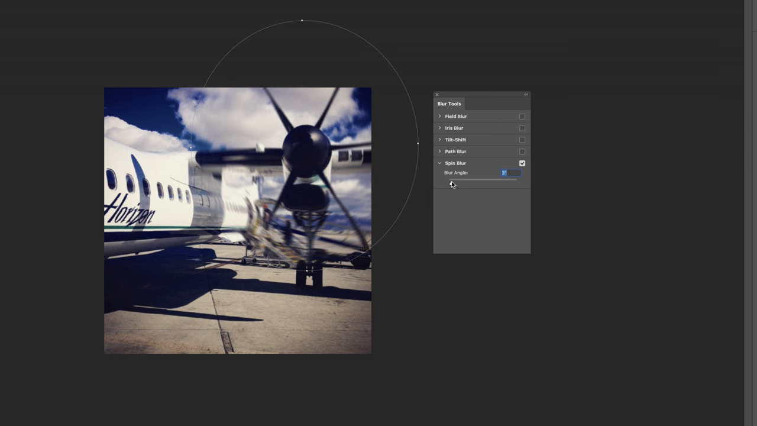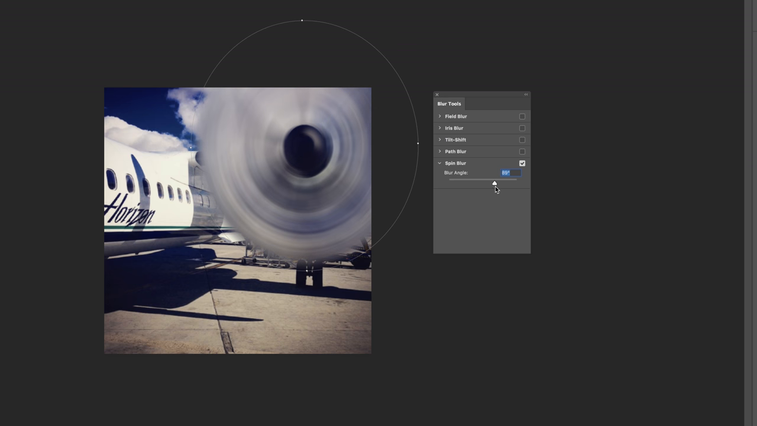And so if I slide it to the left, you'll see that it almost looks like the propellers are not spinning or not spinning very fast. And the more I push it to the right, the more and more blurred it becomes. And so it almost looks like if I keep sliding it, it looks like it's moving in real time.